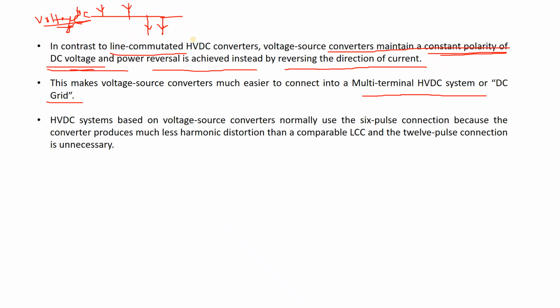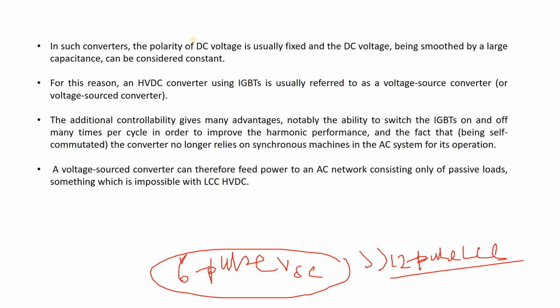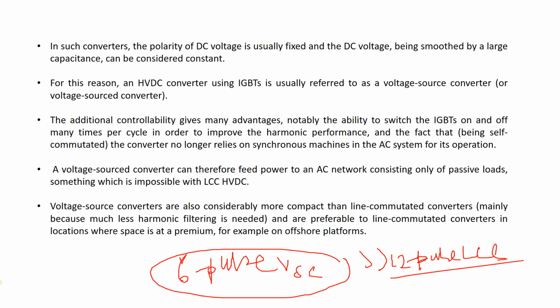So HVDC systems based on this VSC normally use the 6 pulse connection, because the converter produces much less harmonic distortion than a comparable LCC, and the 12 pulse connection is unnecessary. As I told you, the 12 pulse VSC is not at all utilized, because I have just shown you that 6 pulse VSC is much more superior to the 12 pulse LCC, because this 12 pulse LCC has the ability to minimize the harmonics.